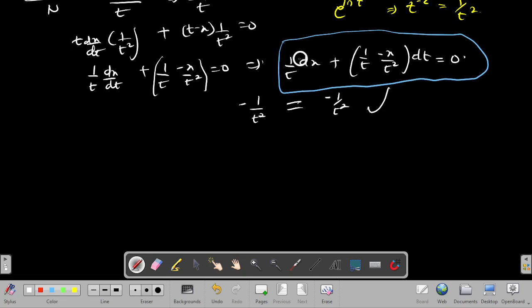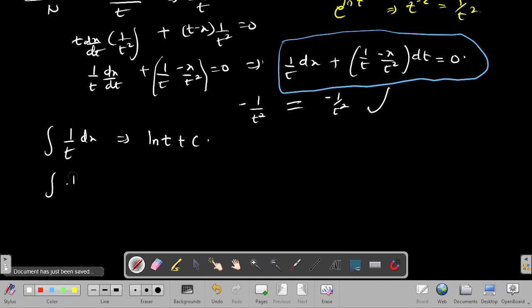So what do we do? We use the approach. I'll take 1 over t dx and I'll integrate this separately. What am I getting? I'll get ln t plus c. I'll take the other one, the integral of 1 over t minus x over t squared.